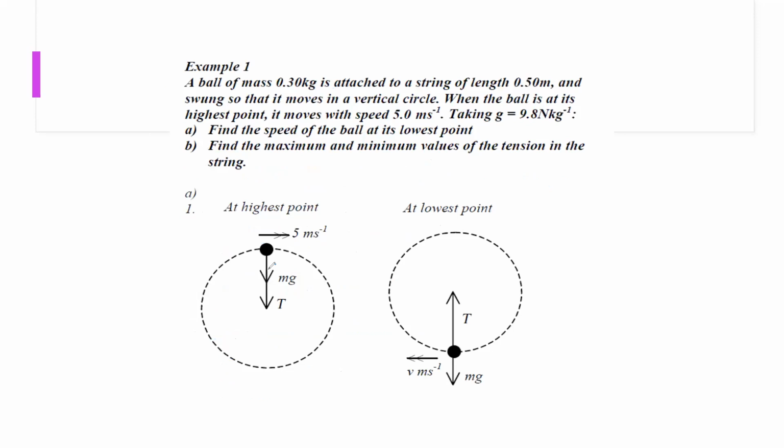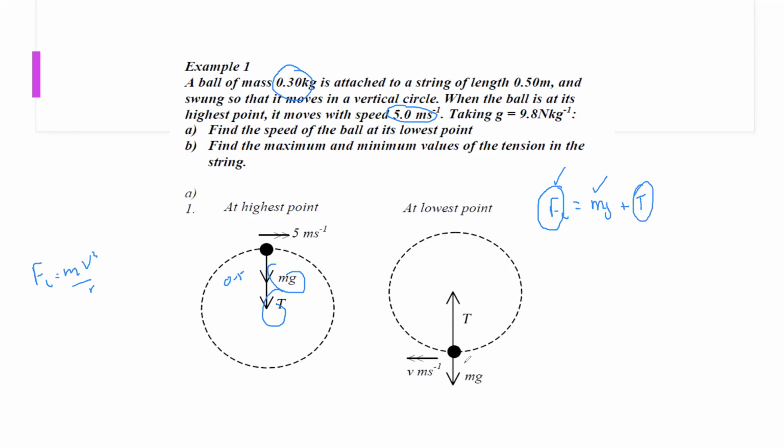the forces acting: the weight is acting down, the tension is also acting down. So centripetal force is equal to weight, which is mass into gravity, plus tension. How can I find centripetal force? The formula is mv square over r, where m is the mass, 0.3, v is the speed at which it is moving, 5, squared, and r is the radius of the circular path, which is 0.5. So you will get the centripetal force, mass and gravity are there, and you can find the tension.